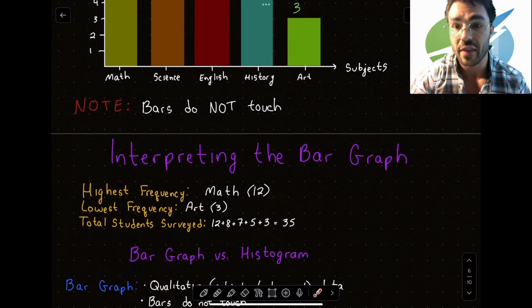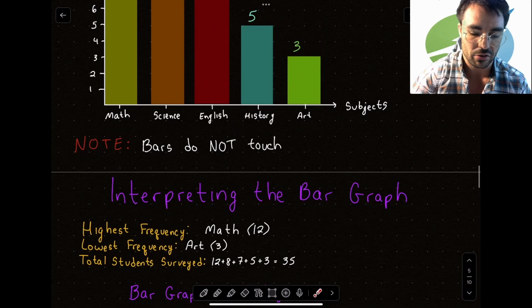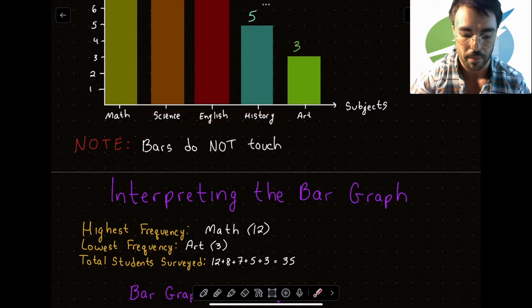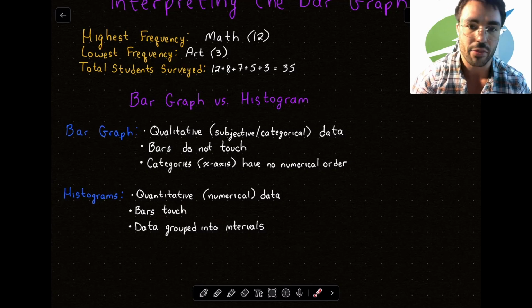Yep. And that's it. Difference between a bar graph and a histogram. Bar graph is qualitative data, or subject or categorical, okay? The bars don't touch, and the categories in the x-axis have no numerical value. These are not numerical values. These are the subjects here, okay? In a histogram, it's quantitative numerical data. The bars do touch, and the data is grouped into intervals, as we saw before, 0 through 9, 10 through 19, etc. Those would be our intervals.